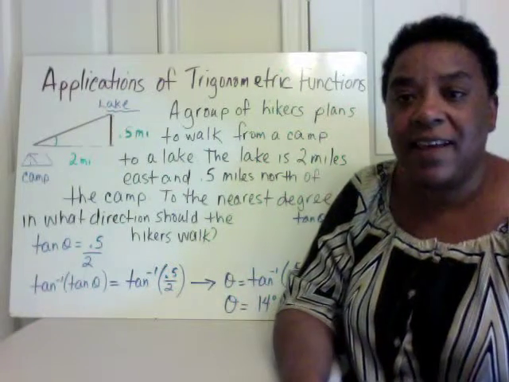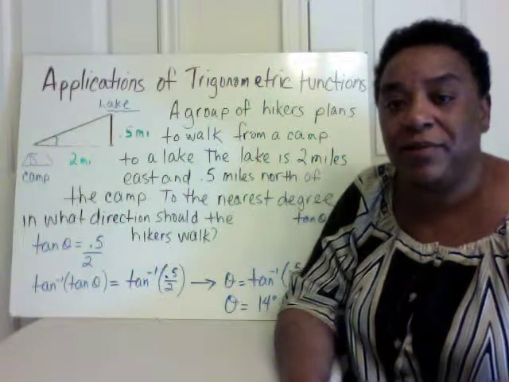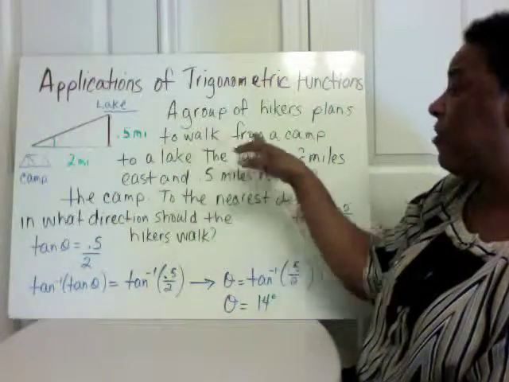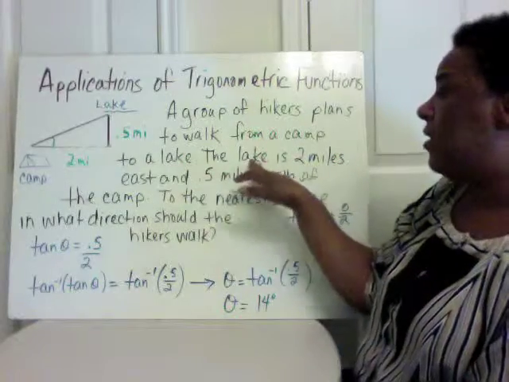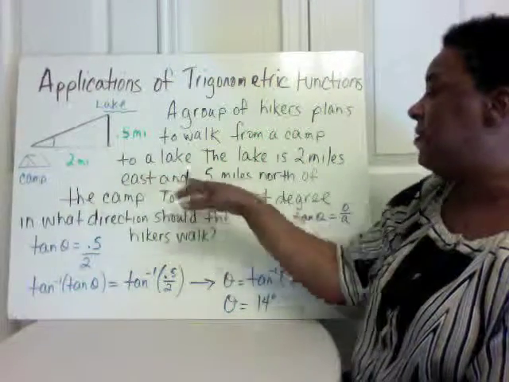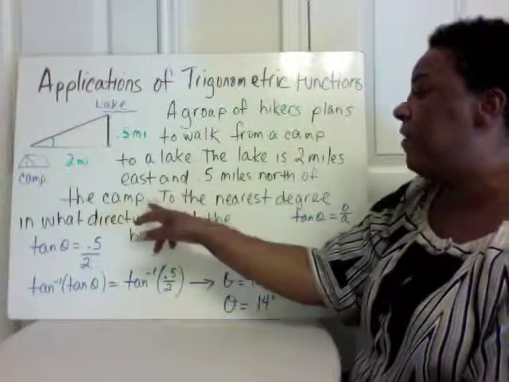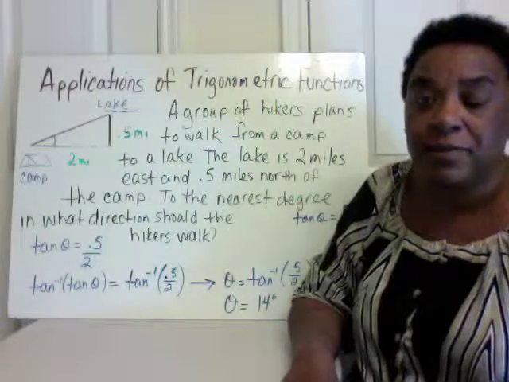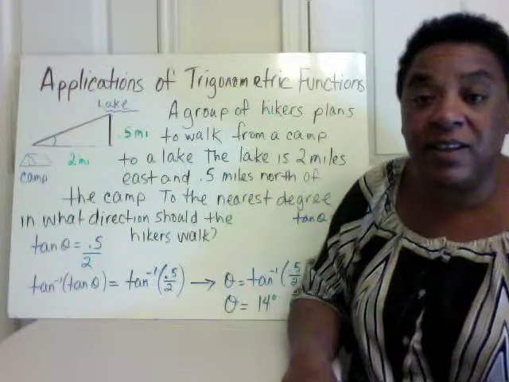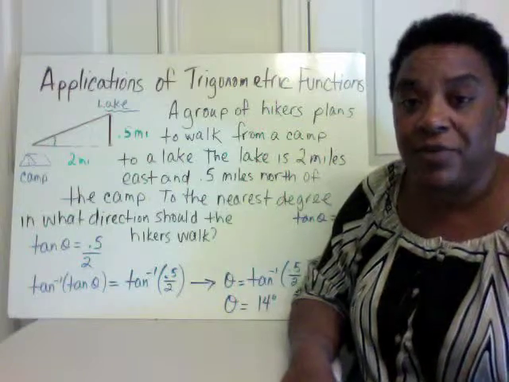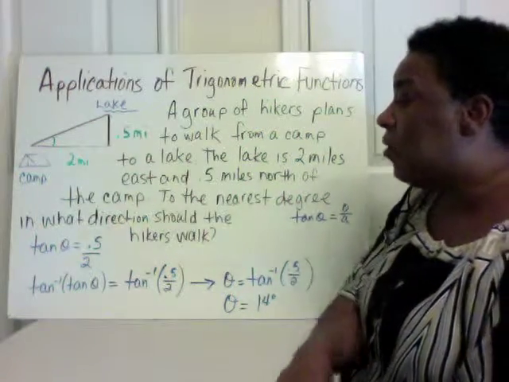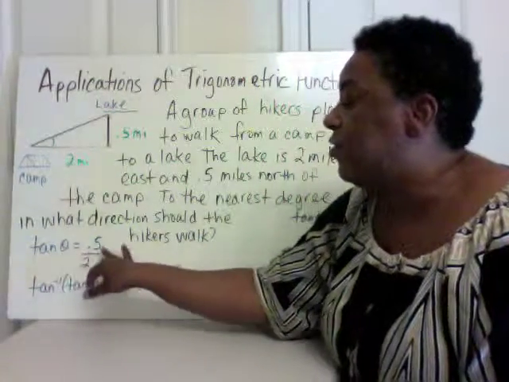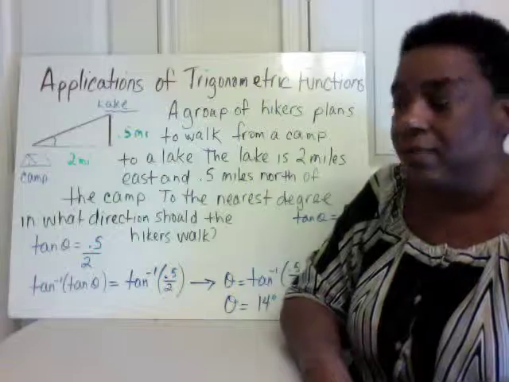Let's look at another example involving trigonometric ratios. This problem says a group of hikers plans to walk from a camp to a lake. The lake is 2 miles east and 0.5 miles north of the camp. To the nearest degree, in what direction should the hikers walk? The information that we're given in this example gives us a tangent ratio. So we set up our equation here. Tan of theta is equal to 0.5 divided by 2.